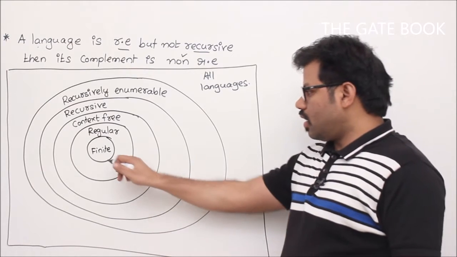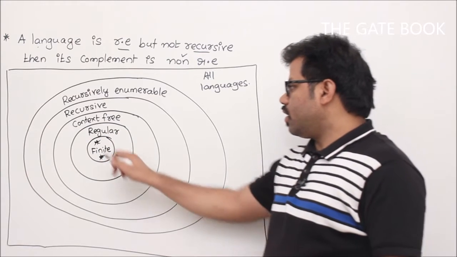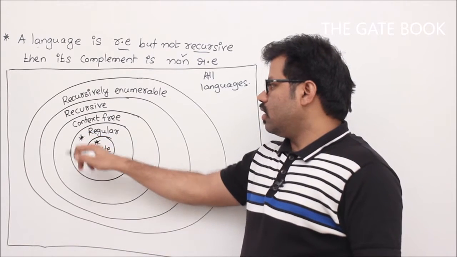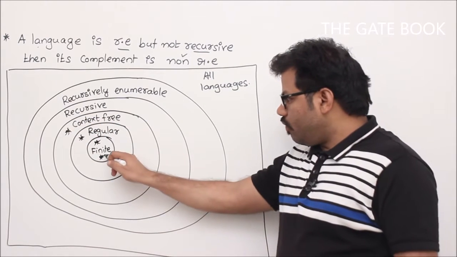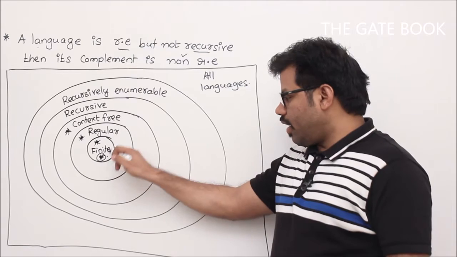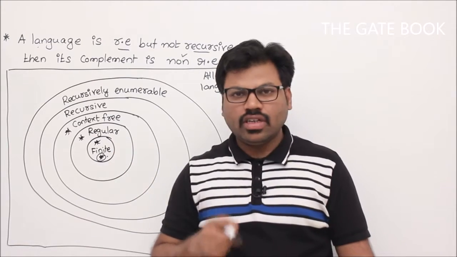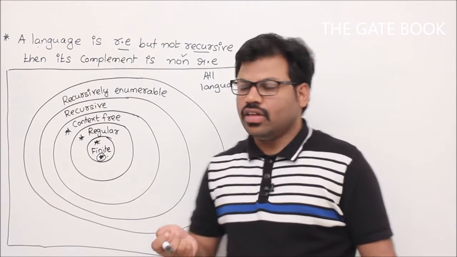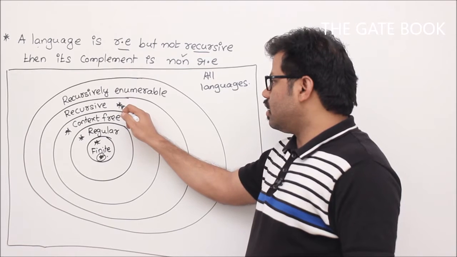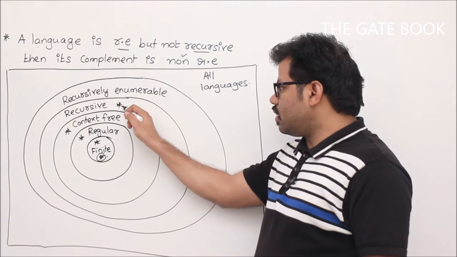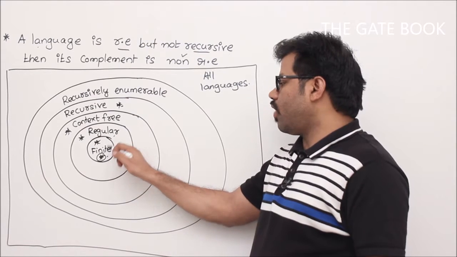We know that these are all finite sets, finite languages. Here these are all regular languages, these are all context free languages, this circle. If I write any point here, that is finite, also regular, also context free. That means every finite language is regular and context free, so it's a closedness. Now if I write any point here, this is a language which is recursive but not context free, not regular, not finite.